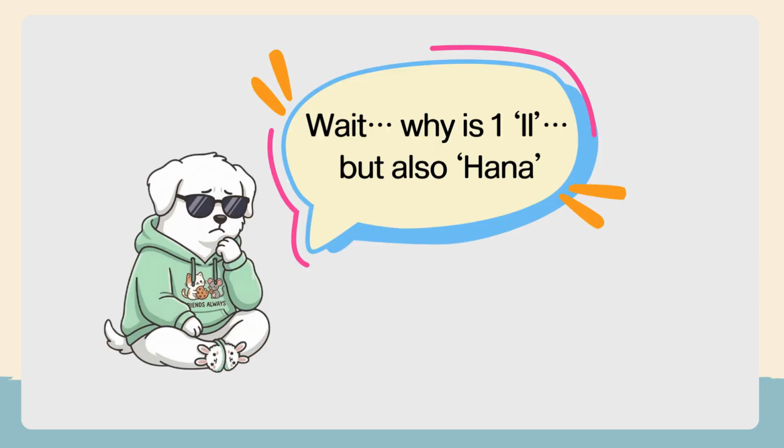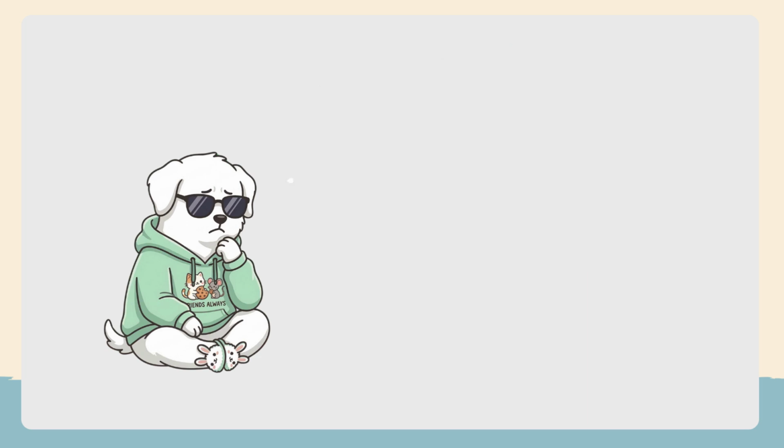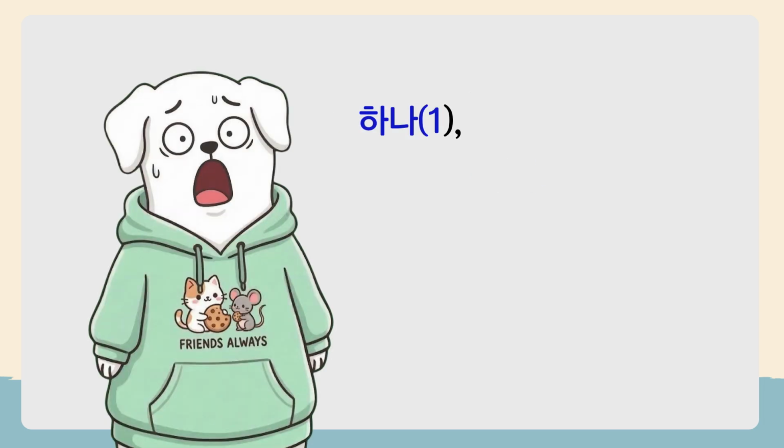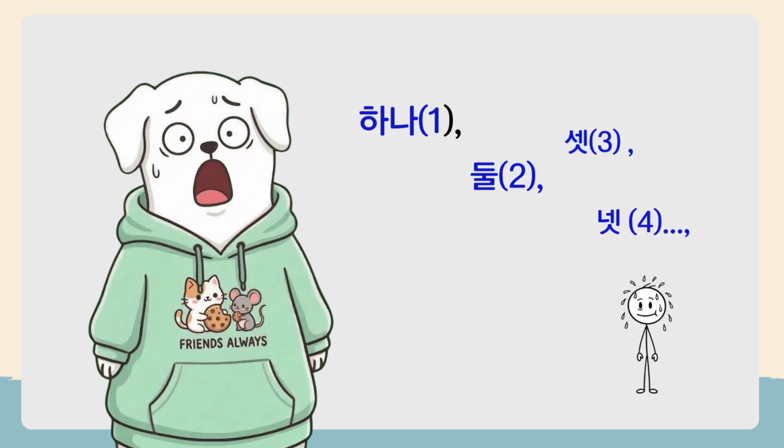Wait, why is one "il", but also "hana"? Are Koreans secretly running two different math systems? Il, sam... hana, dul, set, net. Donnie, help me!